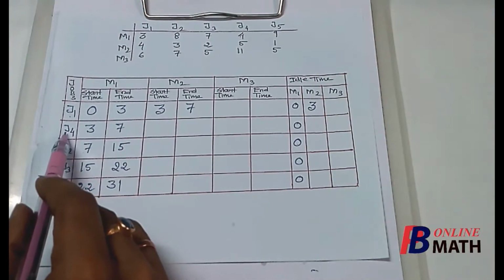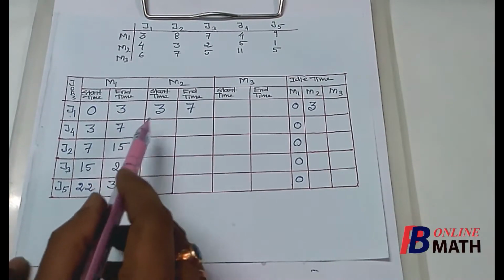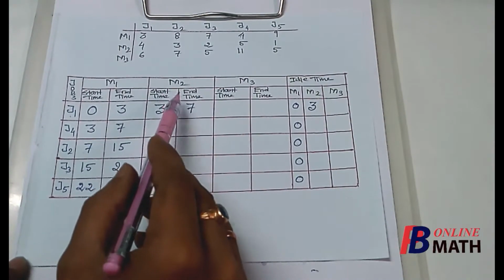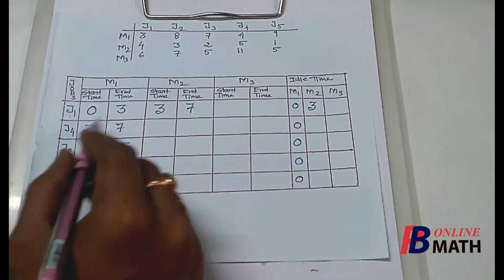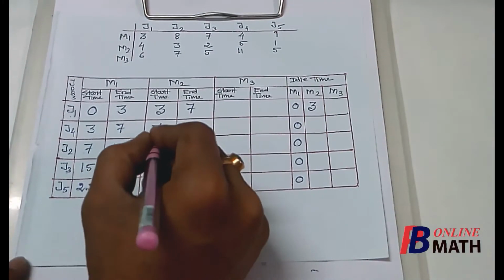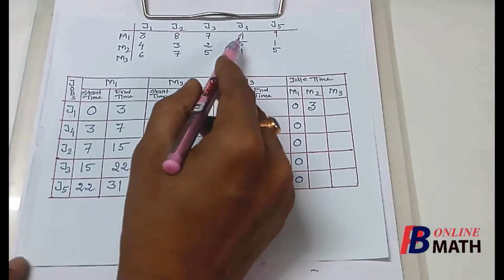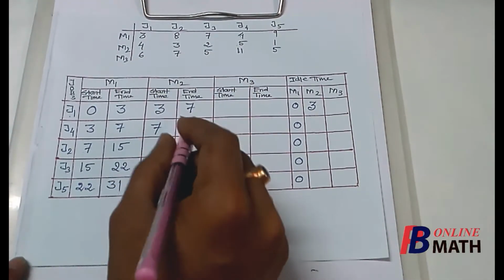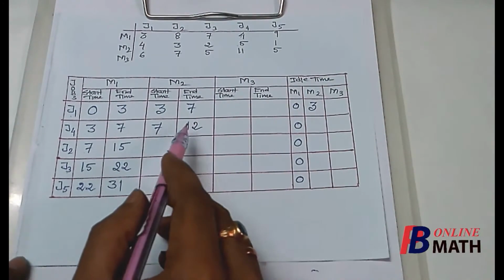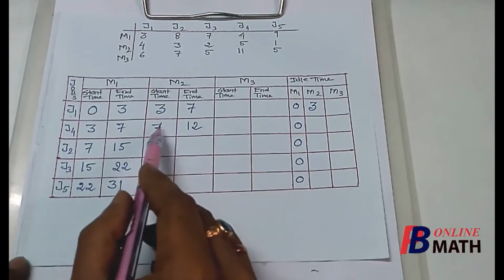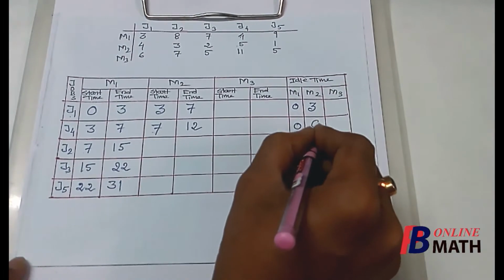Next, the next job is J4. J4 is released by M1 after 7 units of time and the machine M2 is ready to take the next job after 7 units of time. So obviously the next job will start processing on machine M2 after 7 units of time. J4 takes 5 units of time on M2, so the end time is 7 plus 5, which is 12. In this case the machine does not remain idle because the start time of this job is 7 and the end time of the previous job is 7. So the idle time is 0.